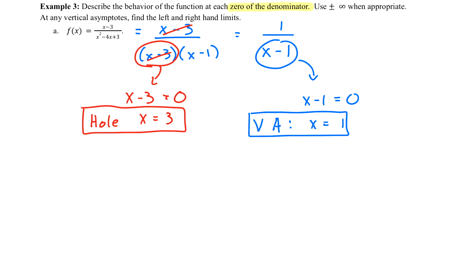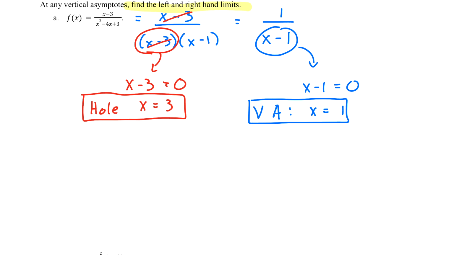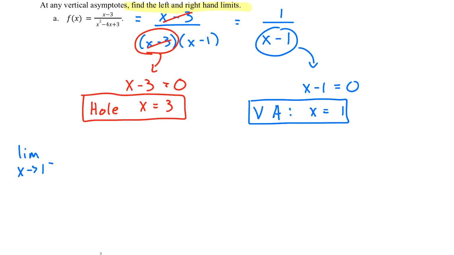The other thing that I wanted to do in this problem is find the left and the right hand limits at any vertical asymptotes. So our only vertical asymptote here is x equals 1, so let's look at limits as x approaches 1. We'll start from the left-hand side. And what we can do is actually use this simplified version of our function, 1 divided by x minus 1. So let's look at the limit as x approaches 1 from the left of 1 divided by x minus 1.